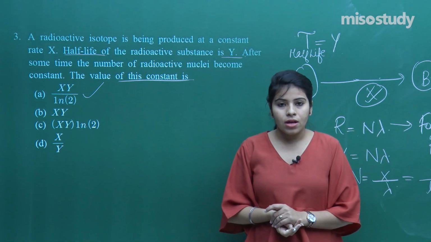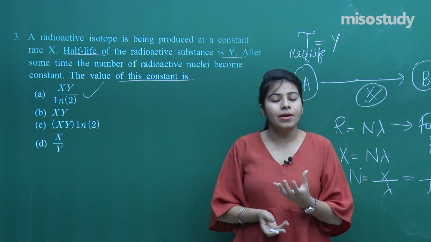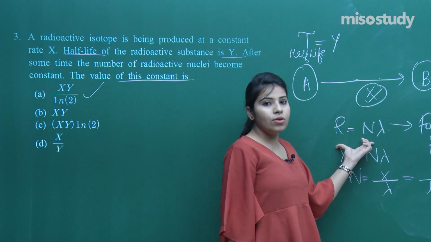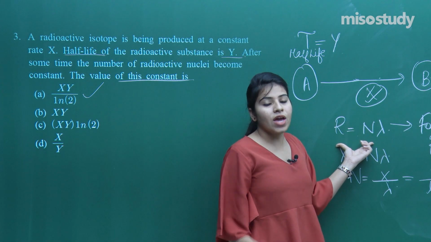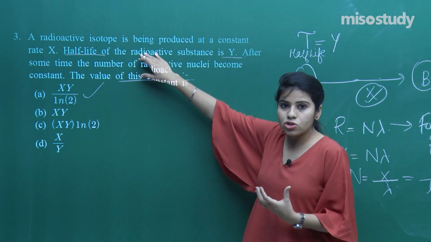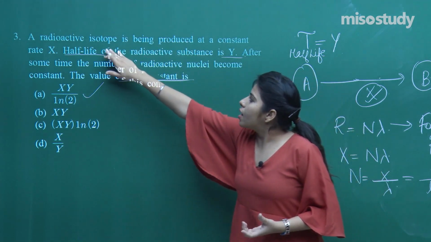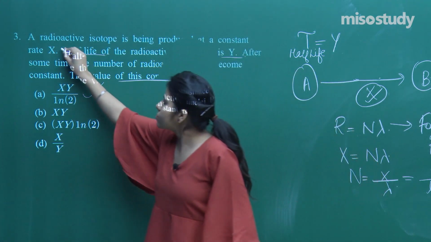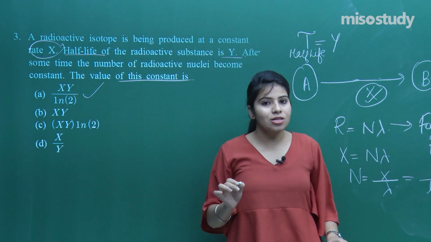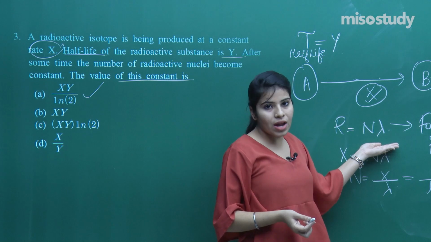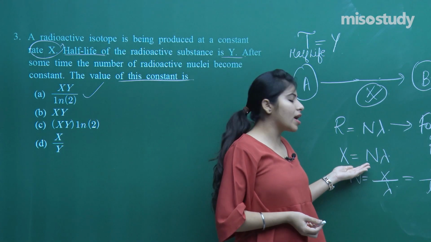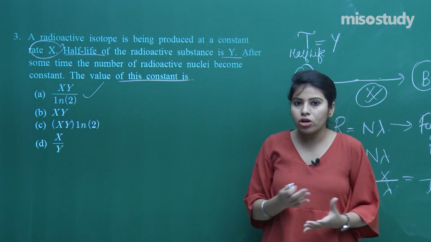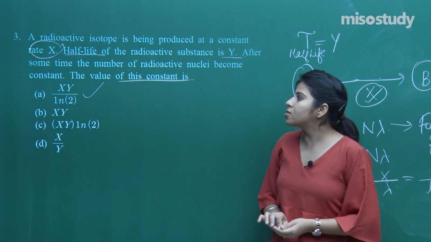Again, this question was very much simpler, but the thing you have to focus on is that here we have to start with the activity. We just need to know the formula, and we have been given that a radioactive isotope is being produced at a constant rate x. That means the activity has been given. So definitely you apply the formula R equals N lambda, and because we have been given this value as x, you just put this value over here, and so we got our correct answer. Now let me move towards the next question.